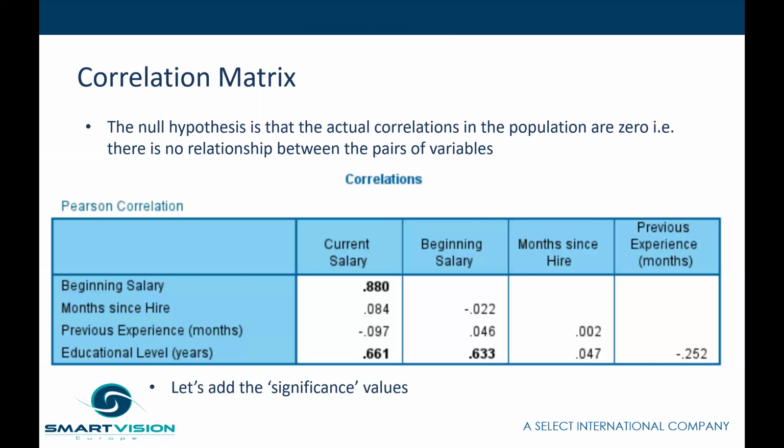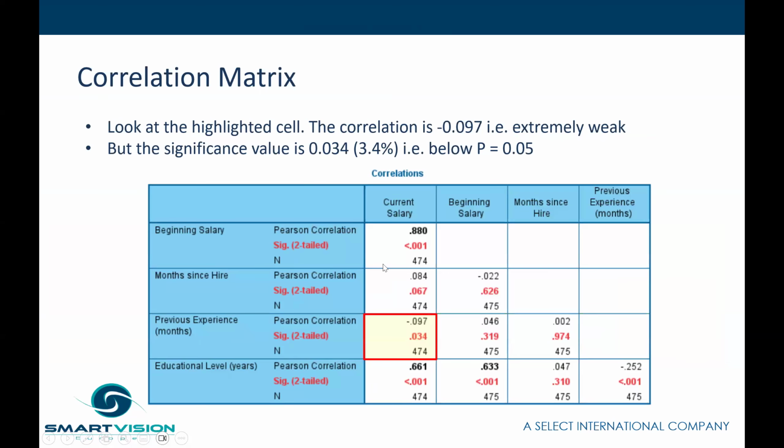And as a result of that, when we add in the significance values for these correlations, you can get situations whereby you've got a really weak correlation. Look at this, it's minus 0.097. It's getting close to 0.1 if you're rounding, minus 0.1. It's really, really weak. But look, it's statistically significant. It's less than 0.05. Whereas this one here isn't statistically significant, 0.046. It's just weak enough for it not to be statistically significant.